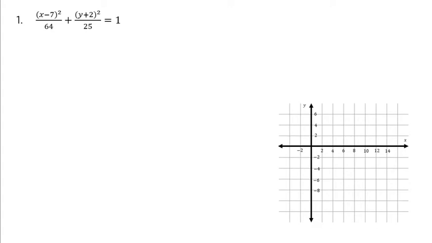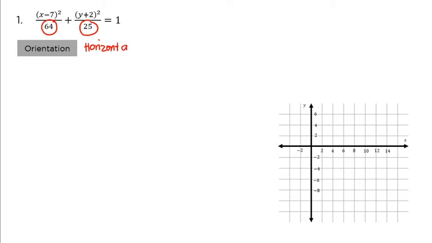At paano ba ma-identify yung orientation? So, ang titignan lang natin ay yung denominator ng ating equation. If the denominator ng x is greater than the denominator ng y, it is horizontal. If ang denominator naman ng y ay mas malaki kaysa sa denominator ng x, it is vertical. But in this case, since the denominator of x, which is 64, is greater than the denominator of y, which is 25, we can say now that the orientation is horizontal.